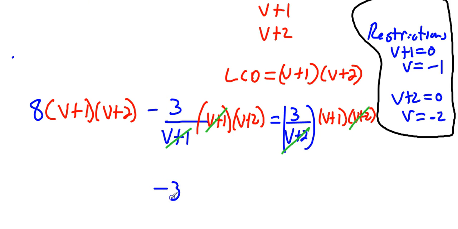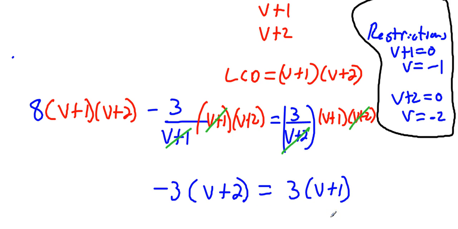So you're left with a negative 3 times v plus 2 equals 3 times v plus 1. Now, in the first part, you've got 8 times v plus 1 and v plus 2. There wasn't anything to factor, right? Nothing to cancel. So for this one, we've got to multiply all this together. And for the v plus 1 and v plus 2, you have to do the full method there. And if you do the full method, you get v squared, because you're going to do v times v. Then you're going to do v times 2. 1 times v for 1v, and then 1 times 2 for 2.